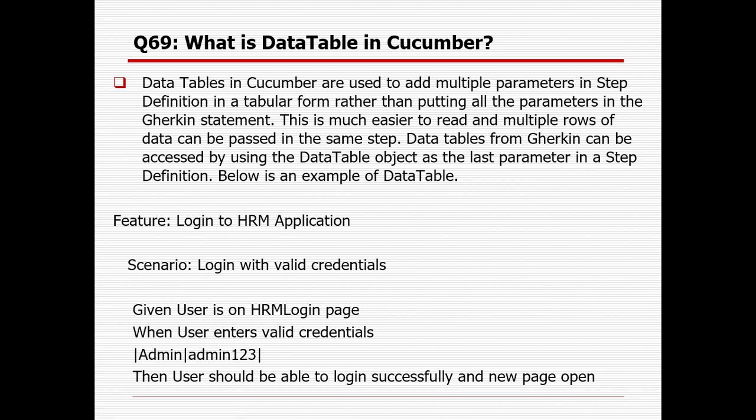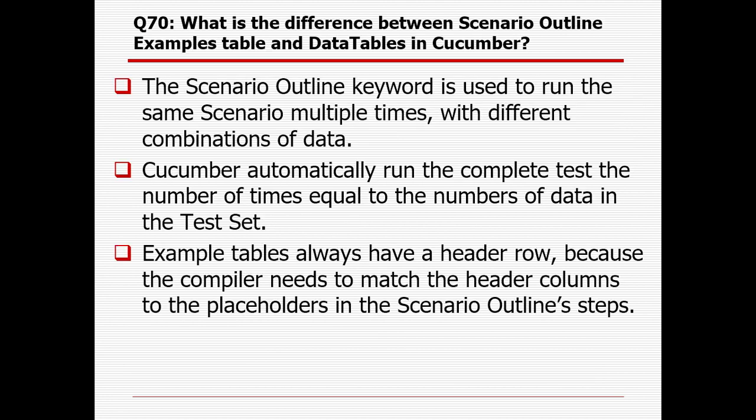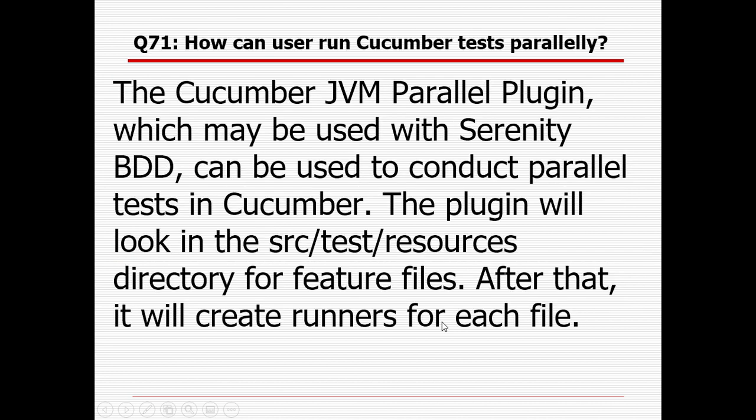So what is the scenario outline? With a scenario outline, you will be running your test case with varying data, but with the help of a data table you will be adding only the one set of data, so that automatically it will take the data. What is the difference between scenario outline examples table and the data table in Cucumber? The Scenario Outline keyword is used to run the same scenario multiple times with different combinations of data. Cucumber automatically runs the compiled test a number of times equal to the number of data rows in the test sheet. Whereas example tables always have a header row because the compiler needs to match the header column to the placeholder in the scenario outline steps. So that is the basic difference.